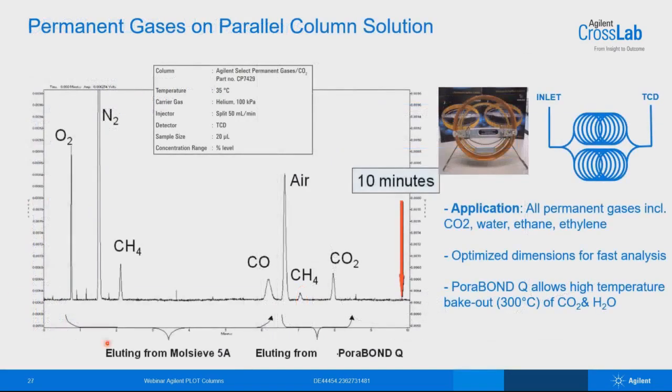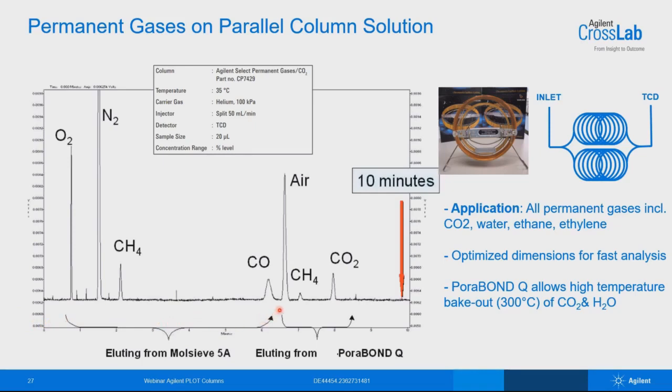The PoraBOND Q was part of the development of the bond technology that I covered earlier in the webinar. The high temperature capabilities of the PoraBOND column allowed the development of a novel solution for the analysis of permanent gases, CO2 and the C2 hydrocarbons, based on two columns running in parallel. A MolSieve 5A for the separation of the permanent gases, including carbon monoxide, and a second column, a PoraBOND Q, for the elution of CO2 and the C2s.